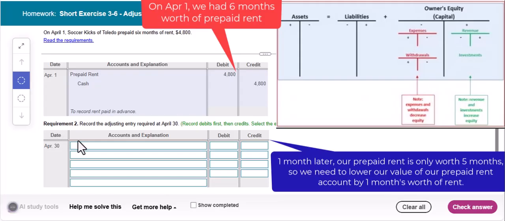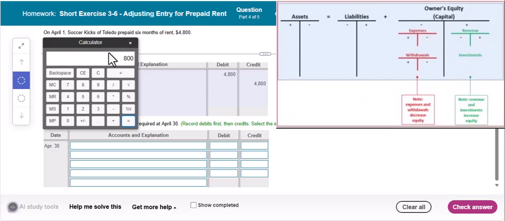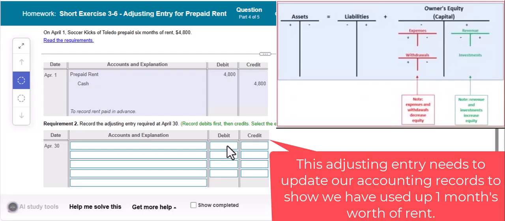We take this $4,800 that we have spent and we divide that by 6 to get the monthly cost of rent. So we can go ahead and get our calculator open to do that real quick. So 4,800 divided by 6 months equals $800 of rent cost per month. So since we used up $800 worth of rent, we're going to go ahead, debit and credit that amount.